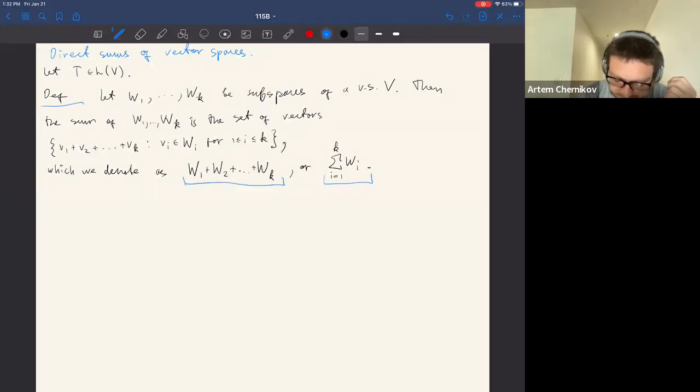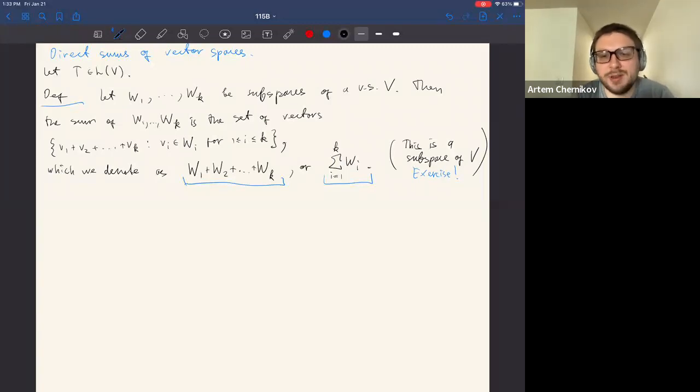So again, remember, this is a set of vectors, yeah? All right. So we claim that this is a subspace of V, first of all. So this is also a subspace of V. Okay. I'm not going to check it now in detail, so I'll leave it as an exercise. You should check it yourself if you haven't seen it before.